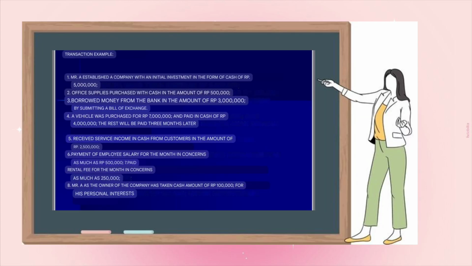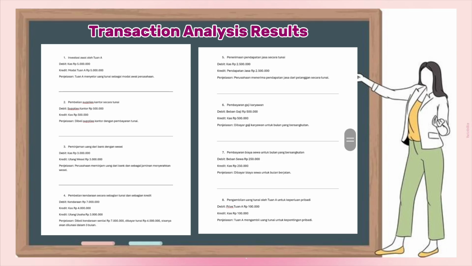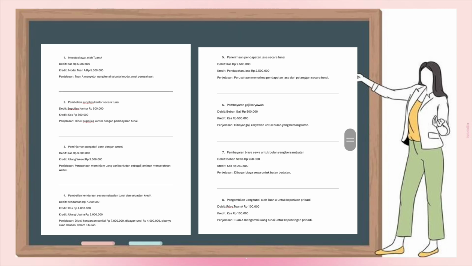Mr. A established a company with an initial investment in the form of cash of 5 million. Transactions analysis result. Number 1. Initial investment by Mr. A. Debit cash 5 million. Credit Mr. A's capital is 5 million. Mr. A deposits cash as the company's initial capital.